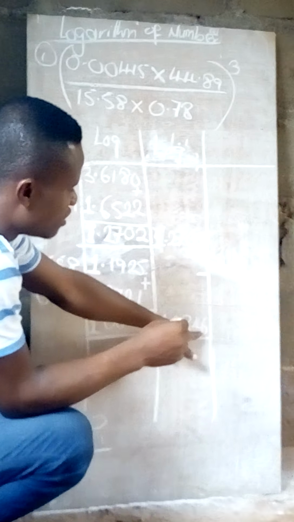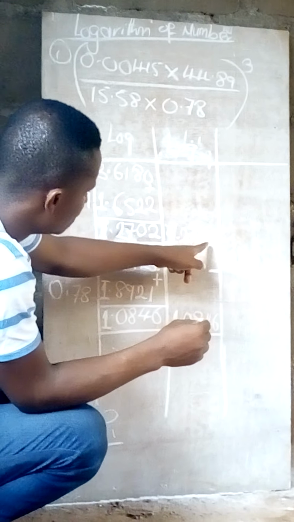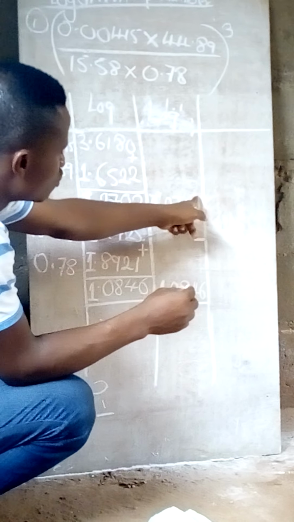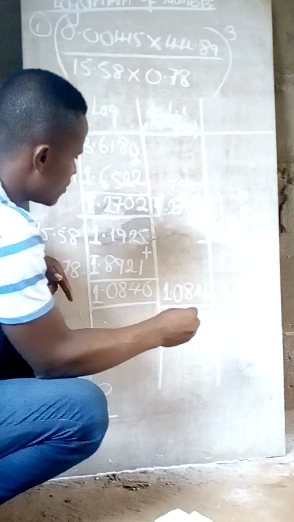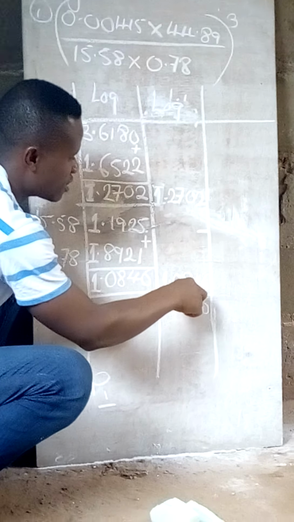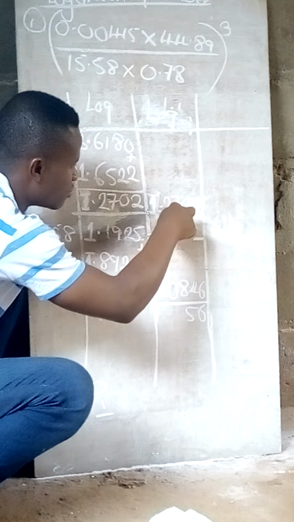2 minus 6. Is it possible? No. Borrow 1 from 7, right? Add to this one. This one's 10, right? Borrow 1 from here, add here, because of 12, right? 12 minus 6, 6, right? Yes. What's left here now? 0. 9 minus 4, 5, right? What's left here now? 6, right?